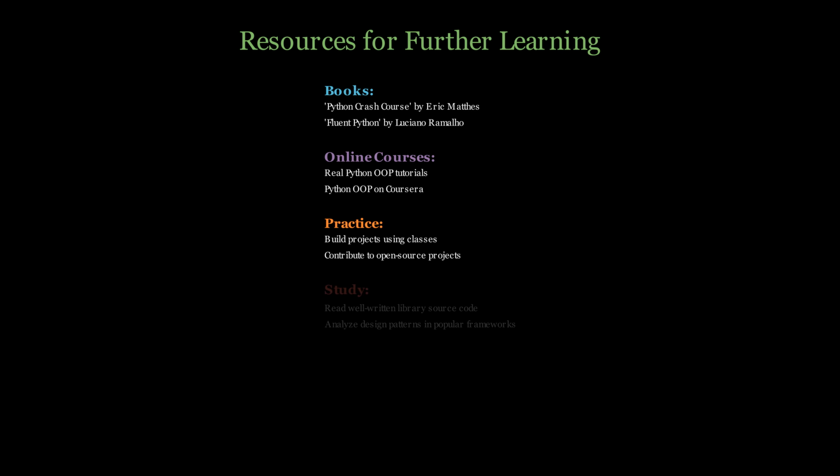Continue your OOP journey with these valuable resources. They'll deepen your understanding and expose you to advanced concepts and real-world applications. Read books like Python Crash Course for practical projects and Fluent Python for deep dives. Take online courses from Real Python or Coursera for structured learning. Practice by building actual projects using classes. Contribute to open source to see professional OOP in action. Study source code from popular libraries to see expert design. Each resource strengthens different aspects of your OOP skills.